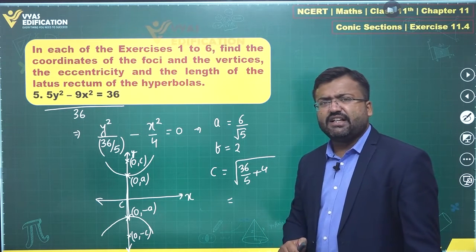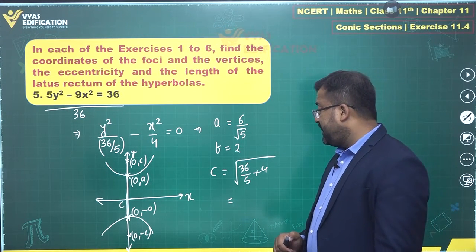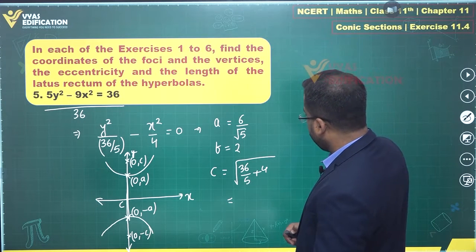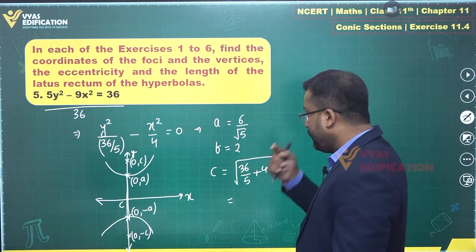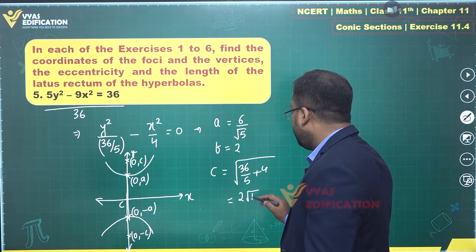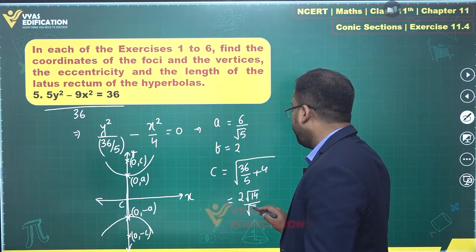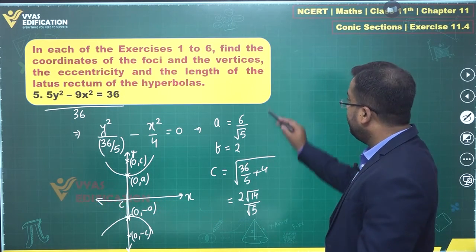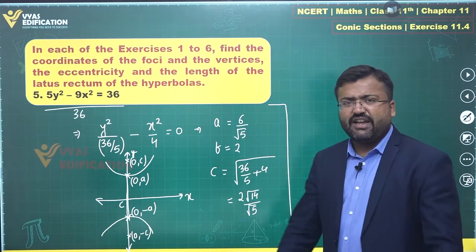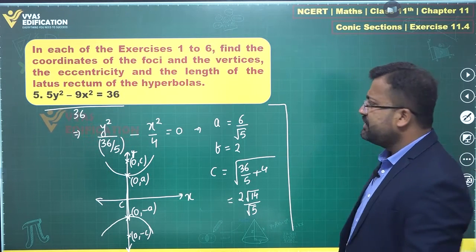Now 56 can be written as 4 times 14, yes, 4 times 14. So that will be 2 root 14 upon root 5. This is the value of c that I'll be getting. Okay, and once I have the values of a, b and c, now I can easily write the coordinates of foci, the coordinates of vertices.